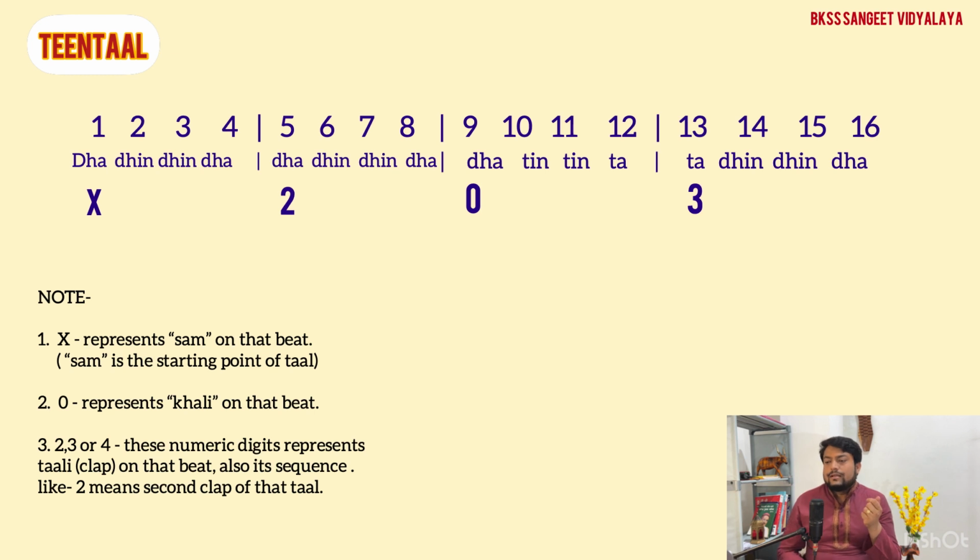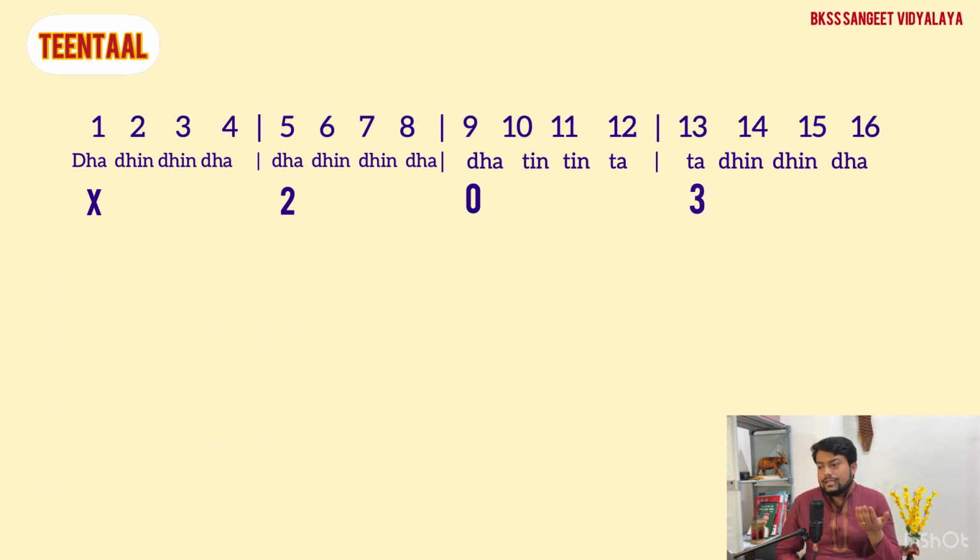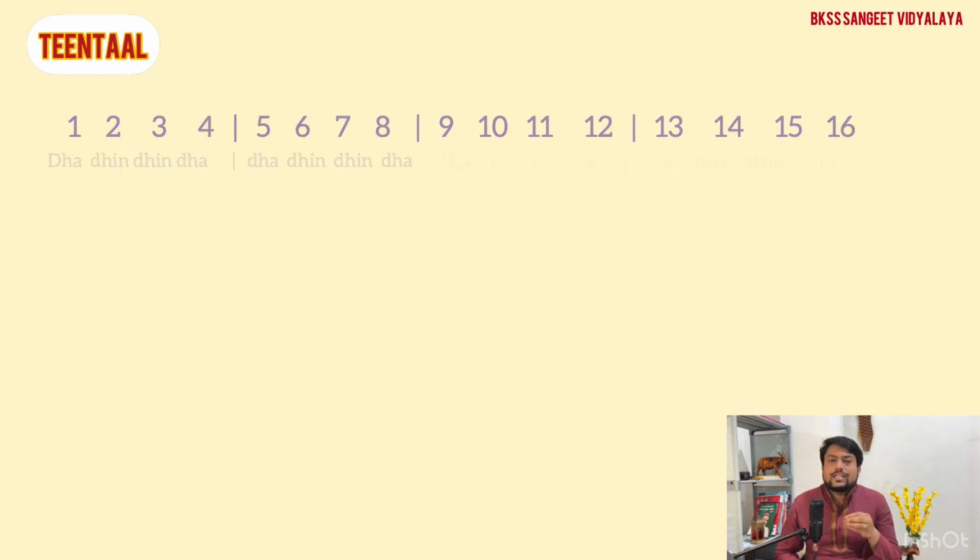So always remember while writing the tal, the first line will contain the matra of the tal, the second line will contain the bols of the tal, like the words which we have to use, like dha dhin dhin dha, dha dhin dhin dha, dha tin tin ta, ta dhin dhin dha, and the last line will contain the signs for the tal.